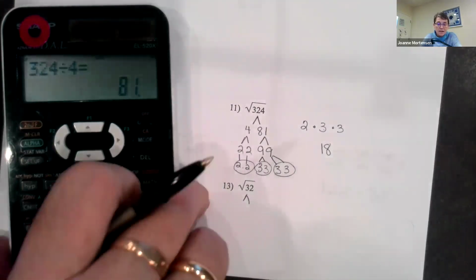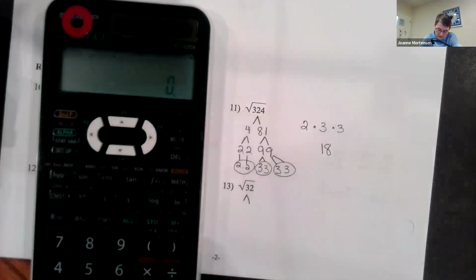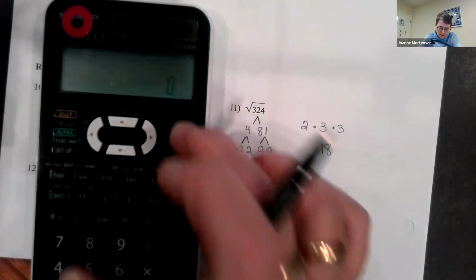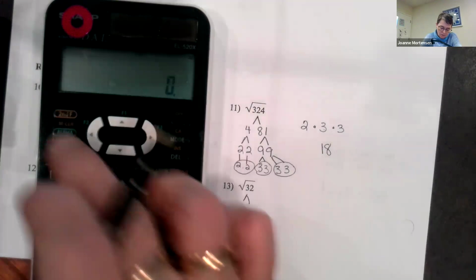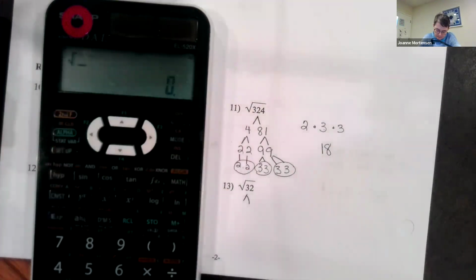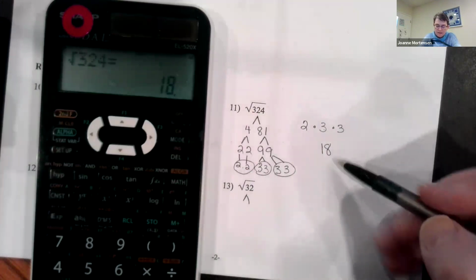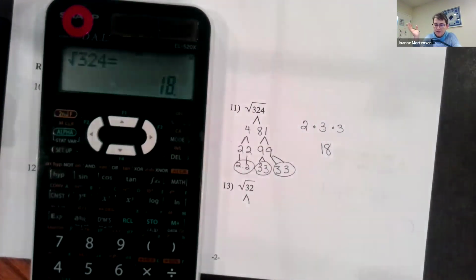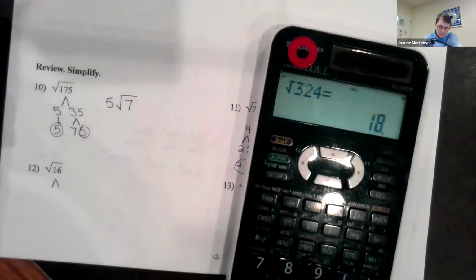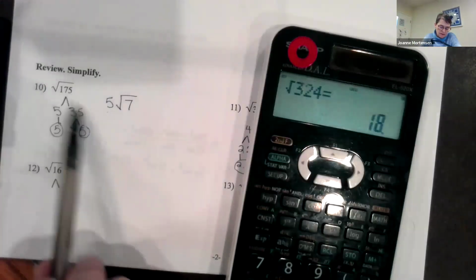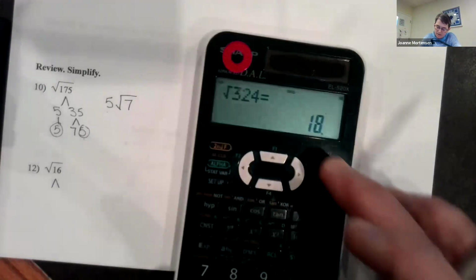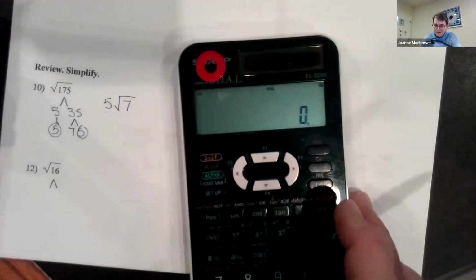And I can check. I can just go square root 324 is just plain old 18. So I know that this is right. So there's no root sign. So sometimes, like this one, when you take the square root, you're going to get something left under the root sign.